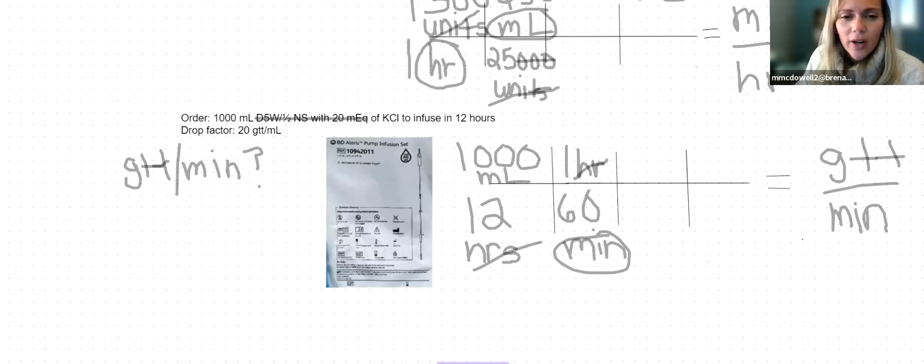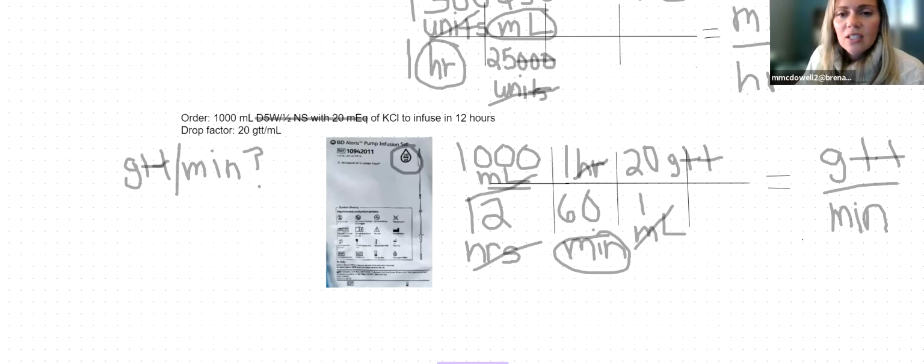However, I still have milliliters, right? Now is where we put in our drip factor, which we said was 20 GTTs, which is drips, for 1 milliliter. So the 1 milliliter has to go below, and our 20 GTTs are going to go above. What that allowed us to do is get rid of those milliliters, and now you can circle your GTTs, and we have minutes. So now you're ready to do your calculations. If you want to, you can multiply 1,000 times 1 times 20, and then divide by 12 times 60.